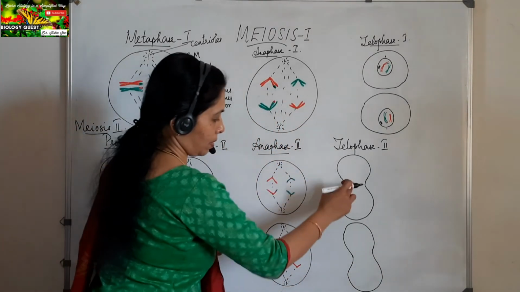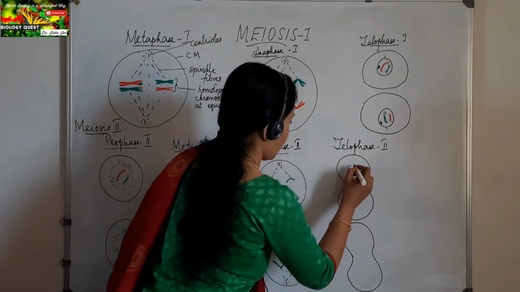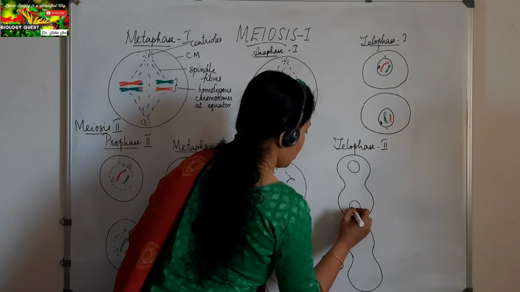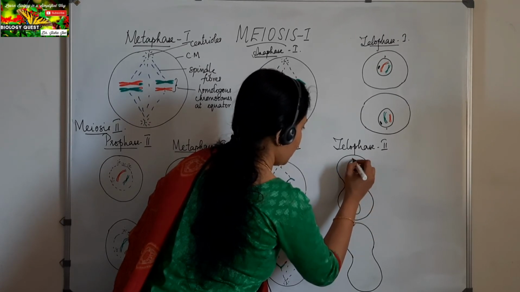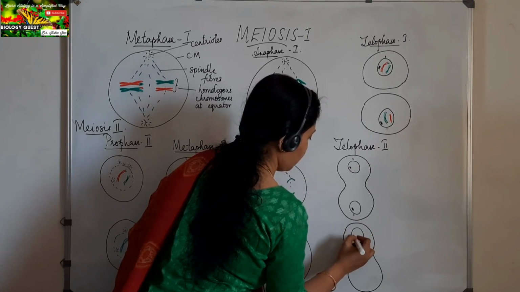This is the first cell. This is the second cell showing cytokinesis. Now the chromosomes have reached the opposite poles of the cell. The nuclear membrane and the nucleolus have reappeared. Spindle fibers have disappeared.